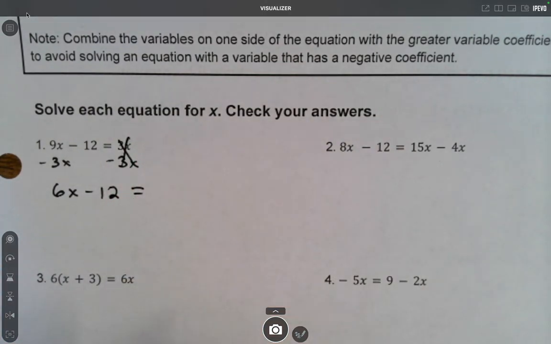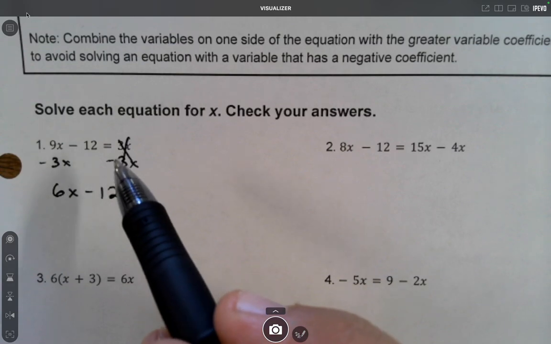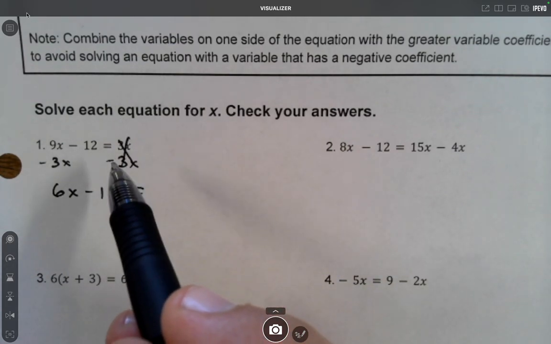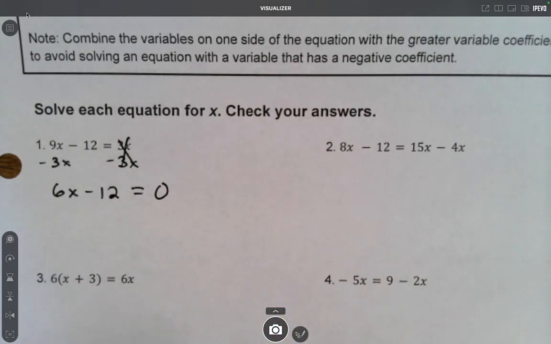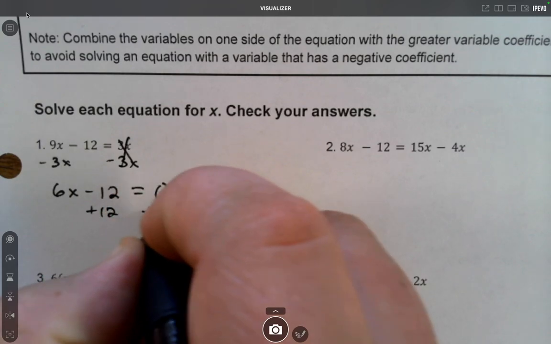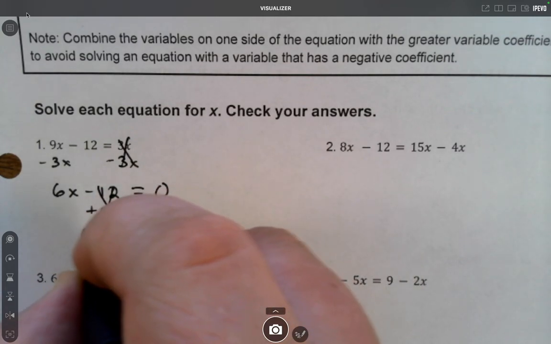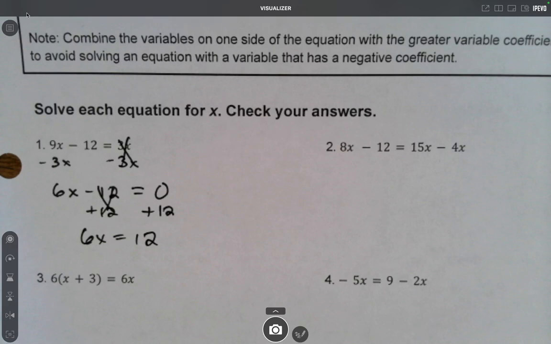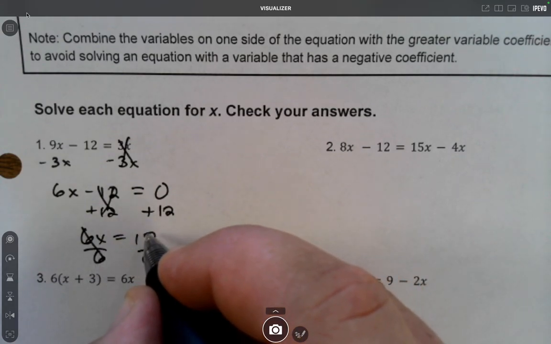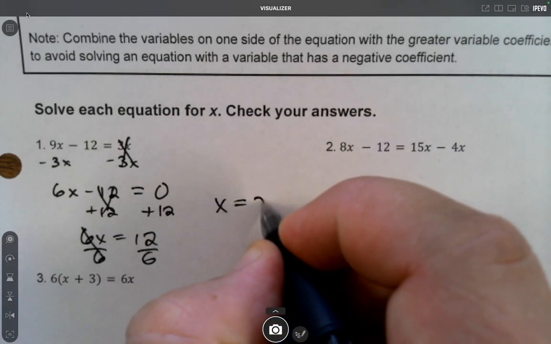And don't just stop there, because it's like, oh, that side just canceled out. Well, that's true, but there's still another side of the equation, because 3x minus 3x equals 0. So you can't just drop one side of the equation. It can become 0, but you can't just stop writing it. Now we'll add 12 to both sides. Then we'll divide both sides by 6. So we get x equals 2.